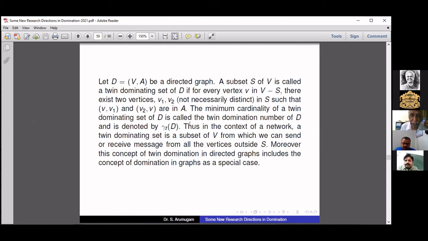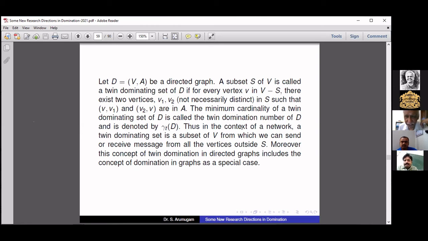So for any vertex outside the set, there are two vertices in the dominating set such that there are two arcs, v v1 and v2 v. V is the head of one arc and tail of the other arc. Then it is called a twin dominating set. And the minimum cardinality of a twin dominating set is called the twin domination number of the directed graph.